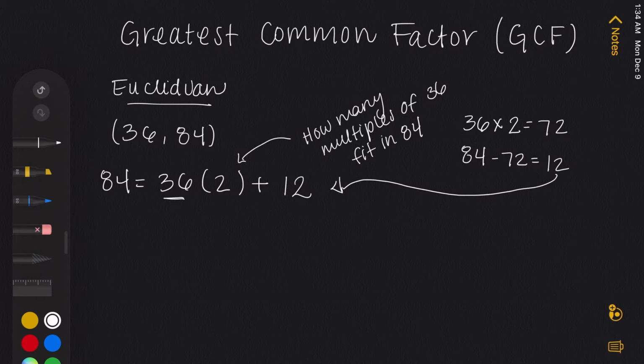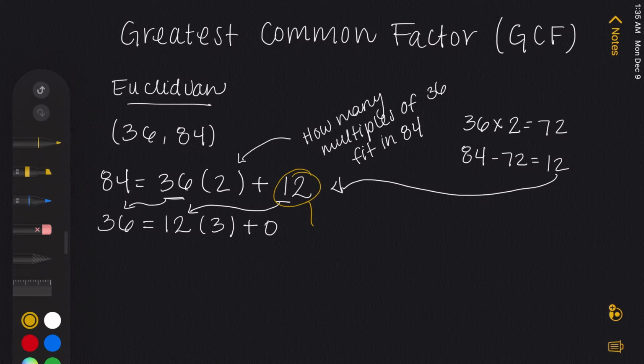Now we would take 36 and move that to the front. And then we would take 12 and move it up as well. And now we would ask ourselves, how many multiples of 12 fit into 36? The answer would be 3. And now we would have 0 as a remainder. 12 would be the GCF because it is the last non-zero number.